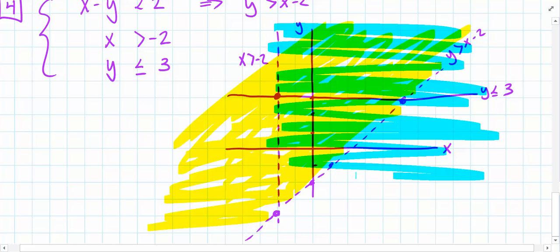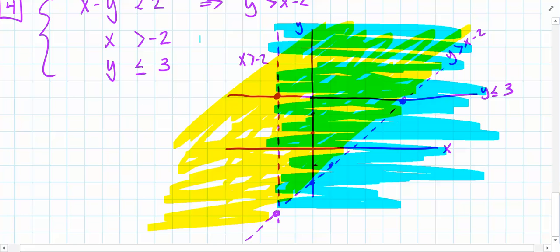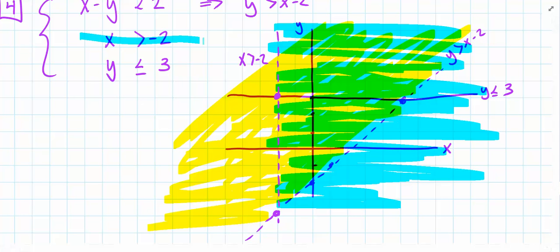Yeah, crazy, right? What did you just say? Like, can you repeat? Yeah, I graphed this one. Everything that's greater than negative 2, to the right. So I'm at my line x is greater than negative 2. I want to shade to the right.